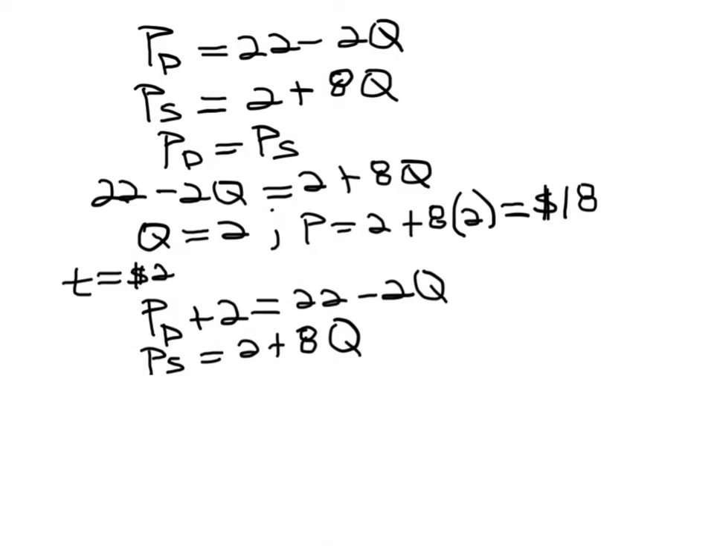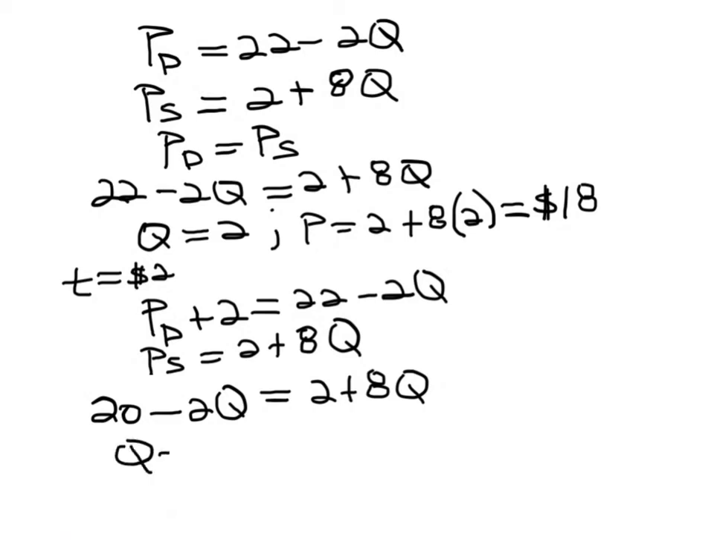Now notice that this tax of plus 2 on the left hand side, we can just move to the right hand side. So our demand equation now is 20 - 2Q, which is essentially a shift to the left of the demand curve by the amount of the tax. And that's equal to our supply, which is 2 + 8Q. Now we can solve for the new value of Q, and you'll end up with Q equals 1.8, which makes sense because the tax discourages trade in this market, so the equilibrium quantity should be less with the tax than without.